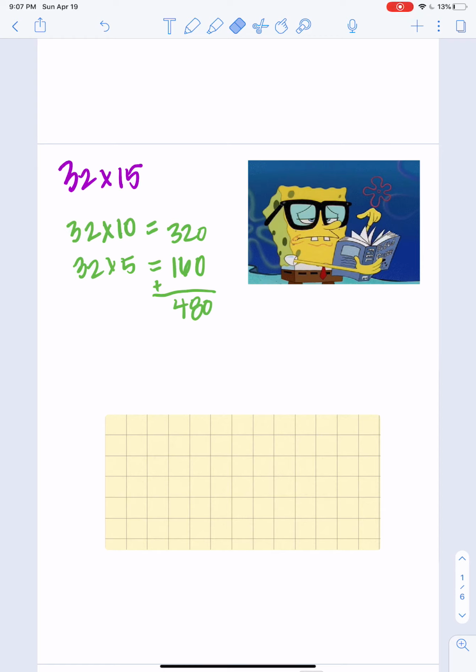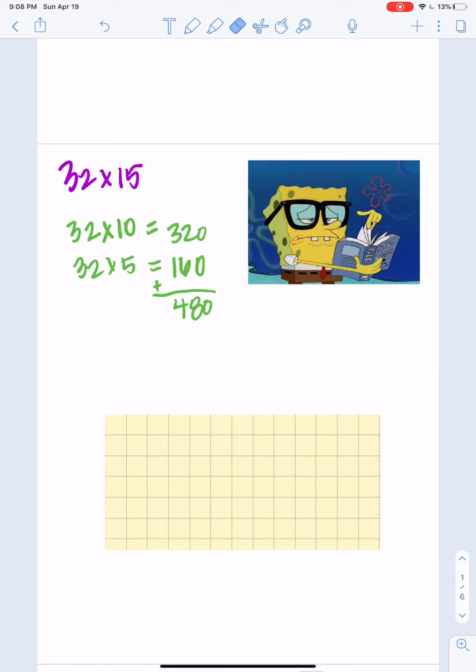Hi, Math 211. I'm going to go over two strategies that came out in our number talk for 32 times 15 and connect them to visual representations. And then last, I'm going to share a strategy that did not come up during our Zoom call. That is an important one to reflect on.